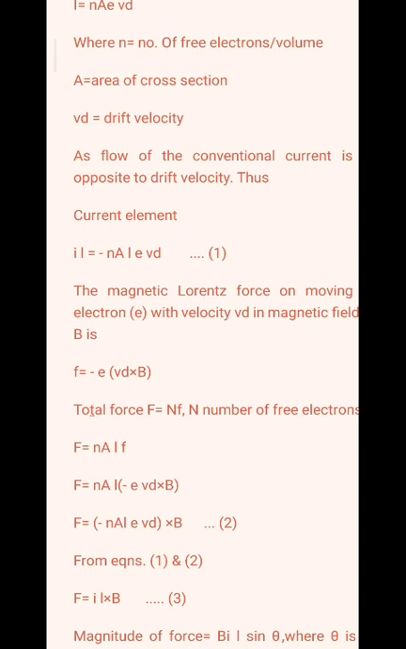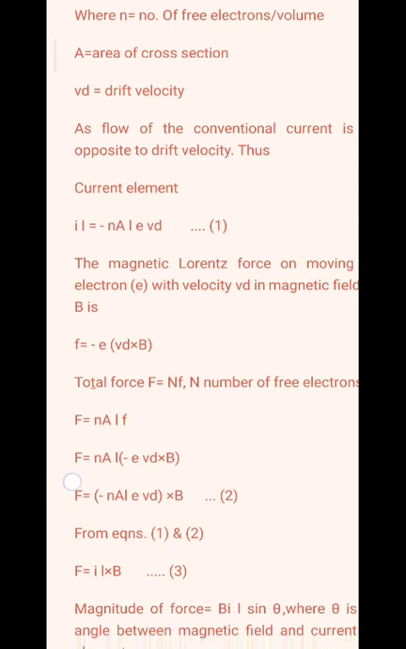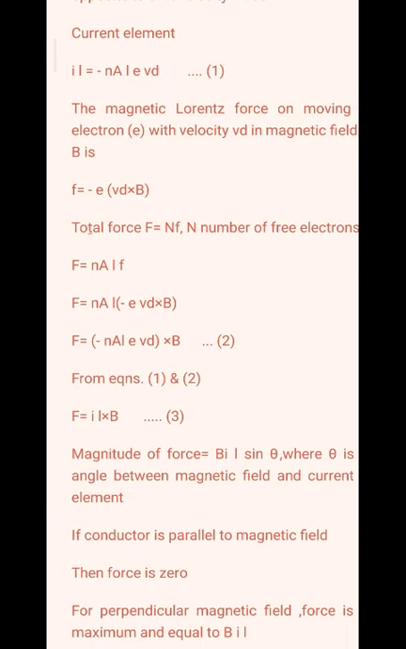Now from equation first, minus nALeVd is equal to IL. So we get F equal to IL cross B. This is the relation: the force on a current-carrying conductor will be equal to IL cross B. Now the magnitude of the force will be BIL sin theta, where theta is the angle between the current element and the magnetic field.